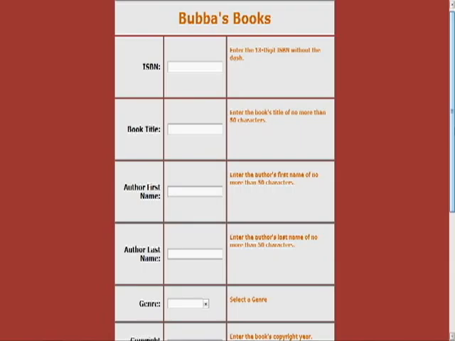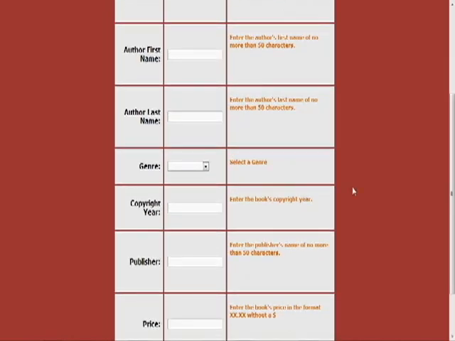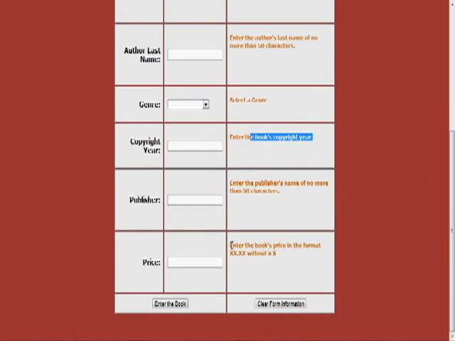And I chose 50 because our database fields only have up to 50 in those. Genre, book's copyright year, and then notice down at the bottom I say enter the book's price in the format of xx.xx without a dollar sign, right? Now, so we're basically looking for currency here. Now, if you remember in the database, the field is set up as a 6-2, so up to 6 digits before the decimal place and then 2 after. So you can actually put more than just XX before the dot. But we put that here as a guide.